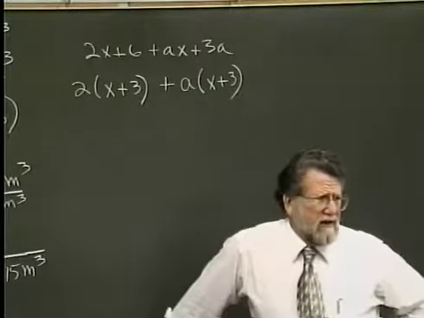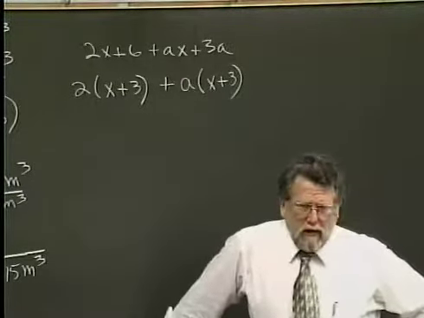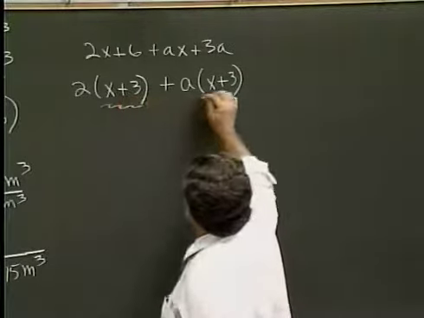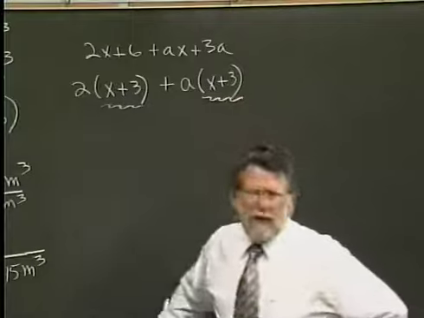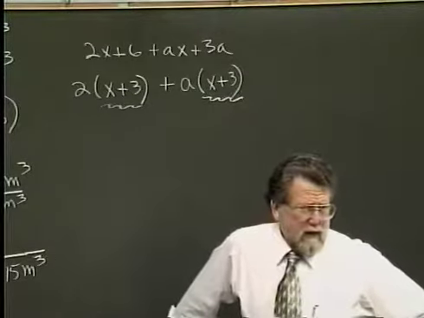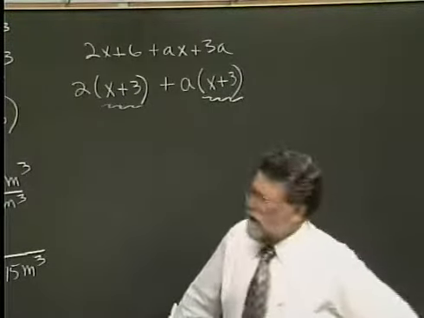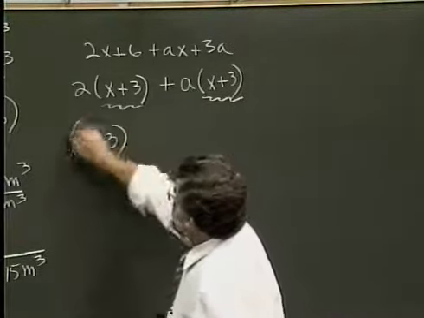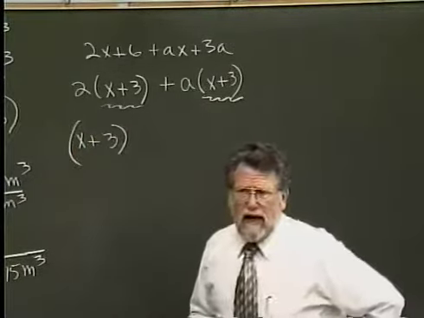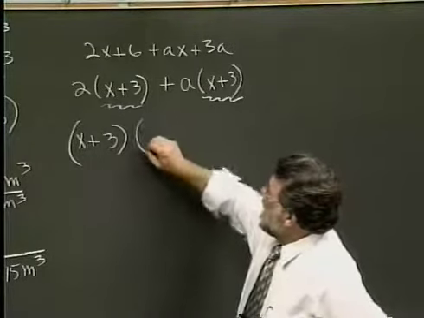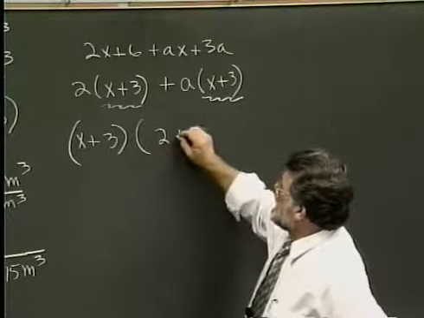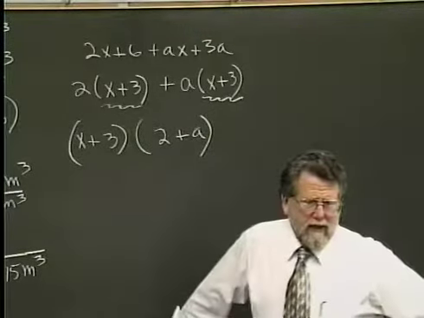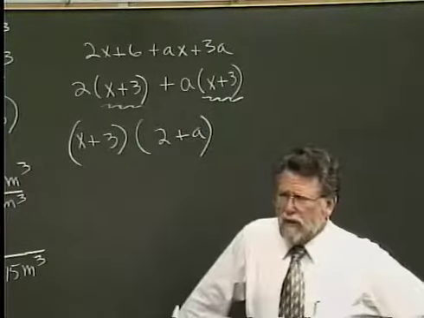Now what you're supposed to do is have an aha experience at this point. You're supposed to see a common factor again. That may or may not appeal to you. In which I could argue, well, x plus 3 is a common factor, which I can now remove and have what's left by the distributive property, the 2 plus a. And now I've written a 4-termed expression as the product of two binomials.